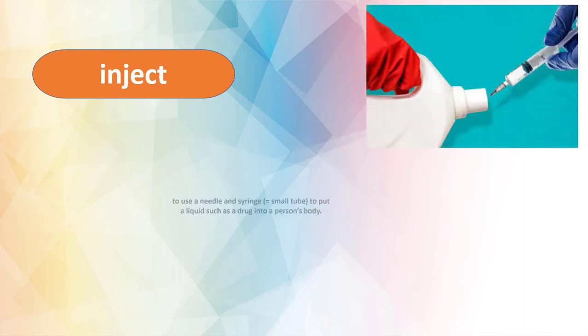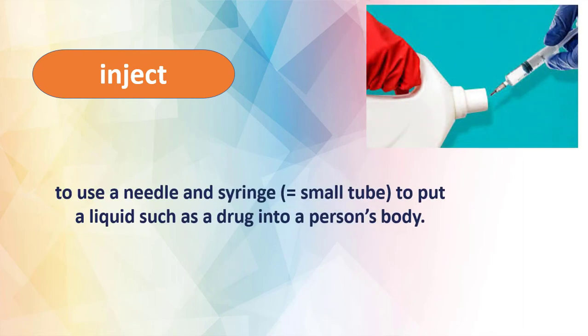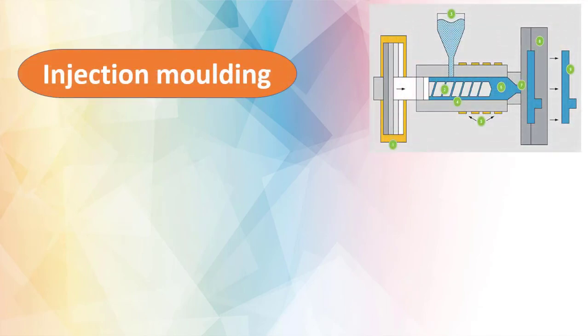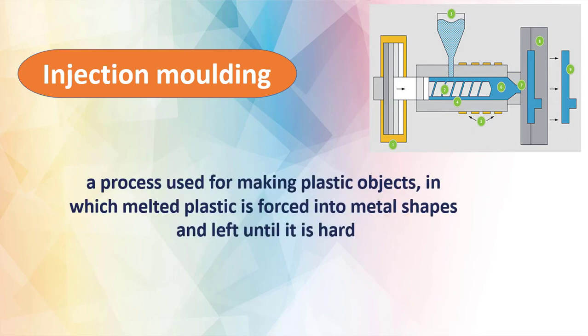Inject. It's easy. To use a needle and a syringe, a small tube, to put a liquid such as a drug into a person's body. Injection molding: a process used for making plastic objects in which melted plastic is forced into metal shapes and left until it is hard.